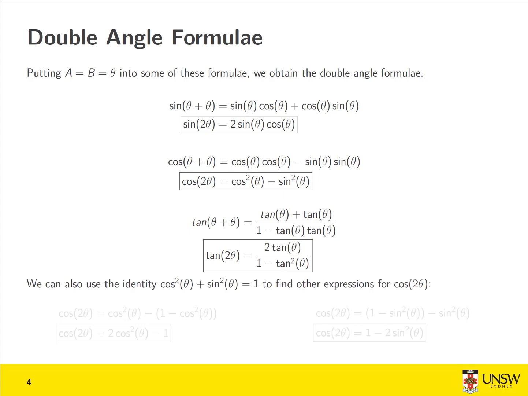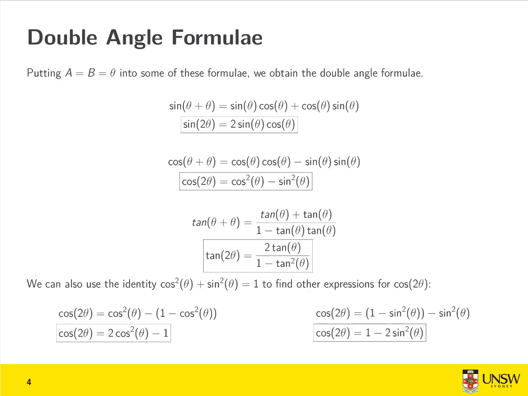Notice that the double angle formula for cosine can be rearranged with the help of the identity cos squared theta plus sine squared theta equals 1. We get the alternative results that cos of 2 theta equals 2 cos squared theta minus 1, and cos of 2 theta equals 1 minus 2 sine squared theta.